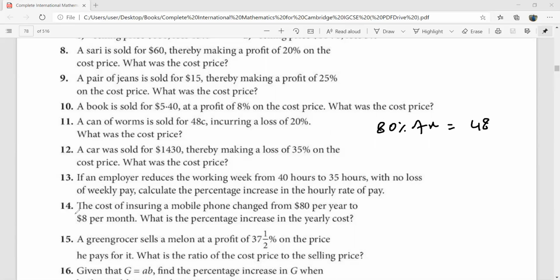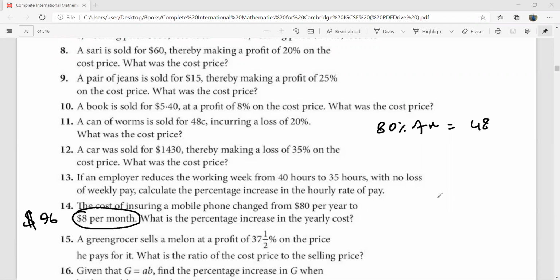Look at this 14th question. The cost of insuring a mobile phone changed from $80 per year to $8 per month. What is the percentage increase in the yearly cost? It is trying to confuse you. This is $80 per year. So if you're going to charge $8 per month, how many dollars per year? $96, Hannah.